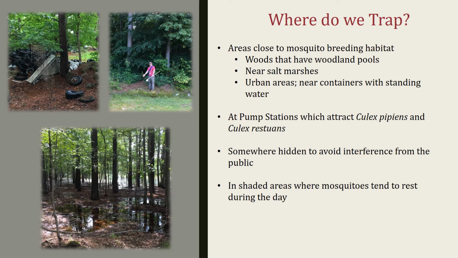Where do we trap? We trap in areas close to mosquito breeding habitat, and these can be woods that have woodland pools. An example of this is in the bottom picture here, near salt marshes, urban areas near containers with standing water, and a big problem we have usually is tires that breed mosquitoes. In the top left here, you can see one of our local tire piles in the county.